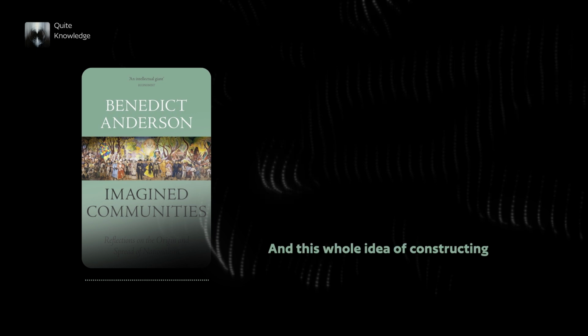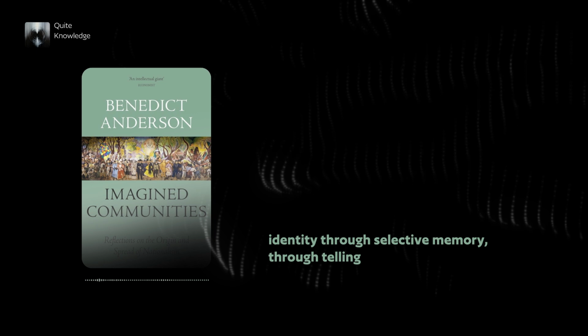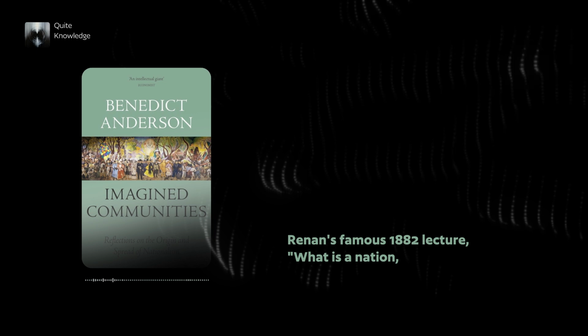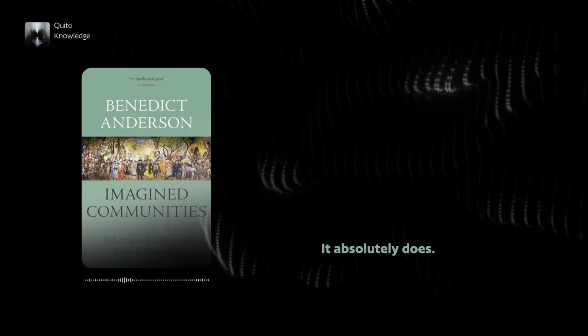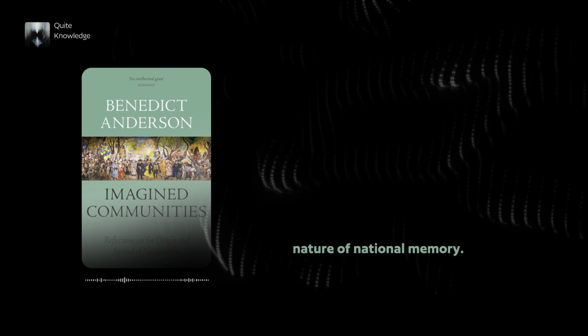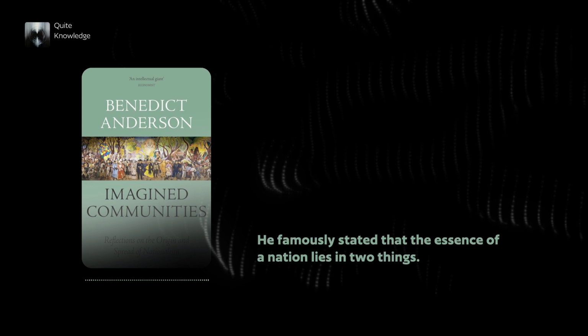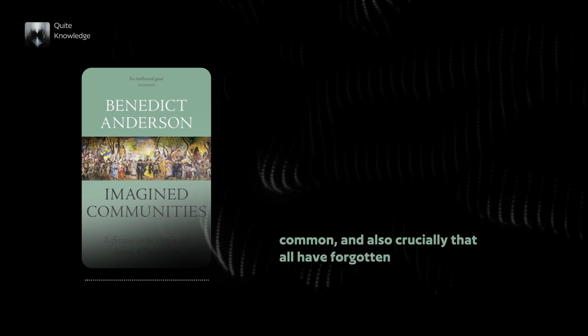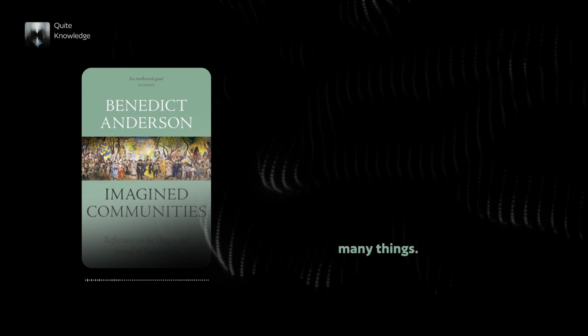And this whole idea of constructing identity through selective memory, through telling a particular story, leads us directly to Ernest Renan's famous 1882 lecture, "What is a Nation?", doesn't it? It absolutely does. Renan's formulation is just brilliant, and it gets right to the heart of this constructed nature of national memory. He famously stated that the essence of a nation lies in two things: that all individuals have many things in common, and also, crucially, that all have forgotten many things.